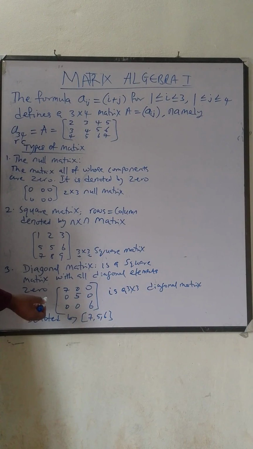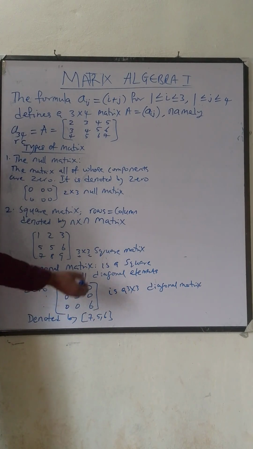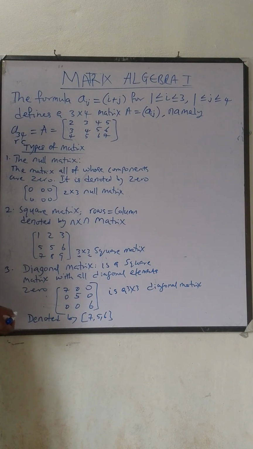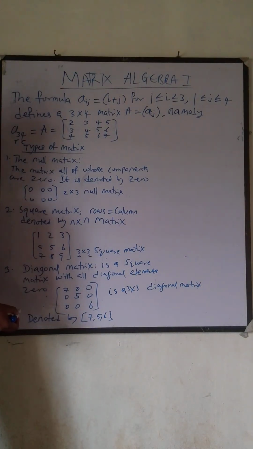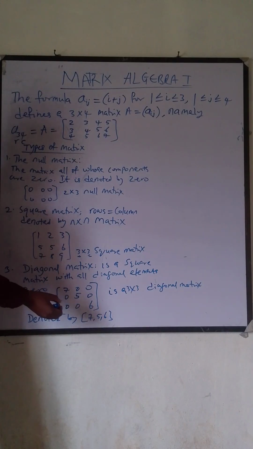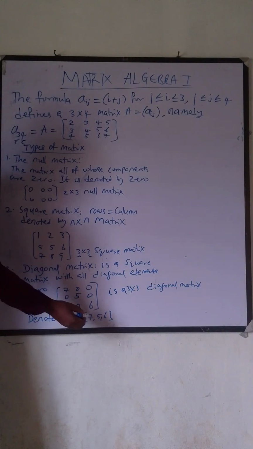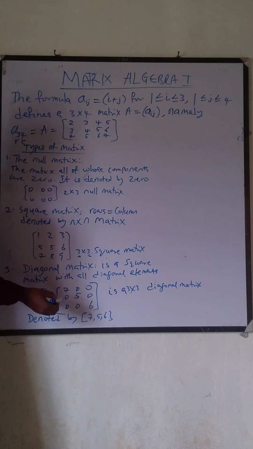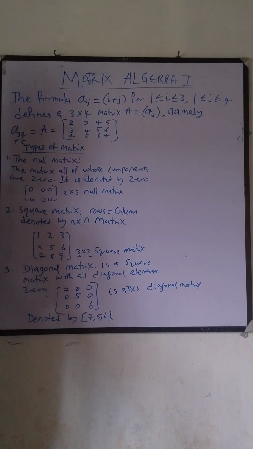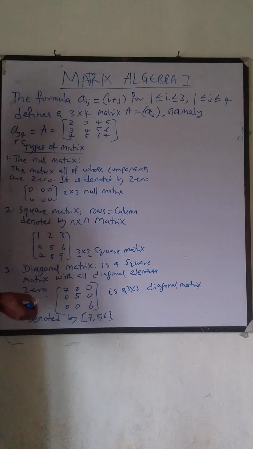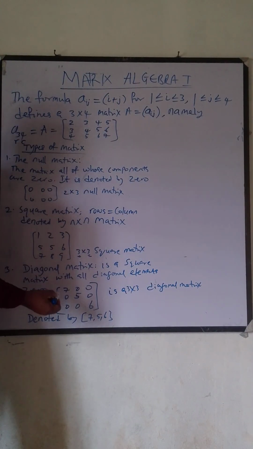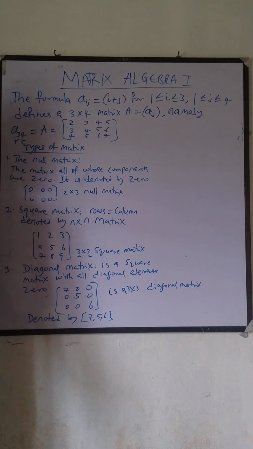Right? The last two components of the first row are 0. The second row, the first and the last component are 0. Are you getting the point? And when you come to the last row, which is row 3, you have 0, 0, and then you have 6. So this is denoted by 7, 5, 6. This is referred to as a diagonal matrix. Very simple, where you have a single line of figures and all the other entries are 0.